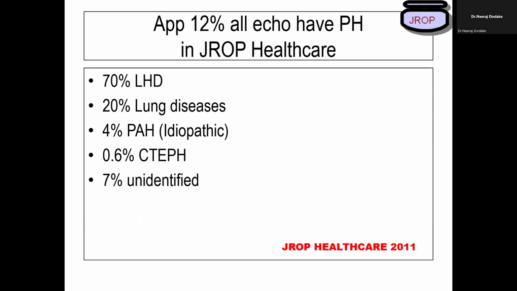managing pulmonary artery hypertension. This is the work we did in 2011 at Euro Echo. We had approximately 12% of all cases having PH in European healthcare. 70% of these lesions belonged to left heart diseases, 20% to lung diseases, 4% was idiopathic, in the sense we were not able to identify the cause. 0.6% was chronic thromboembolic, and 7% again we could not identify the cause. If you look at this group 2, this is group 3, this is group 4, this is 1, and this is 5.